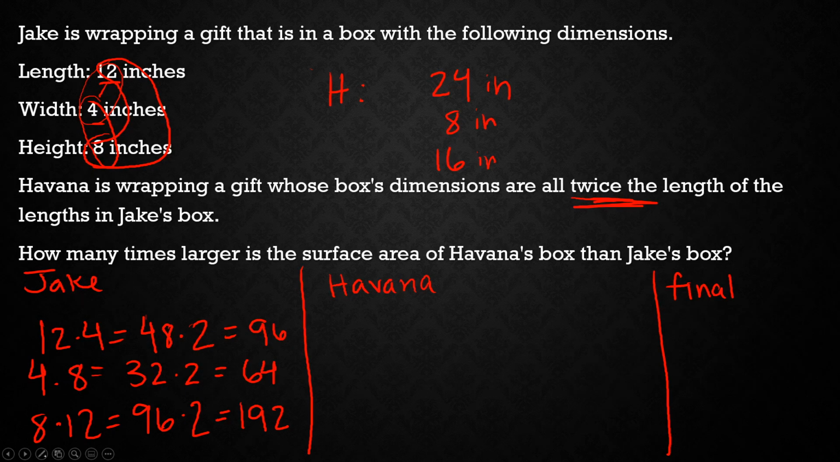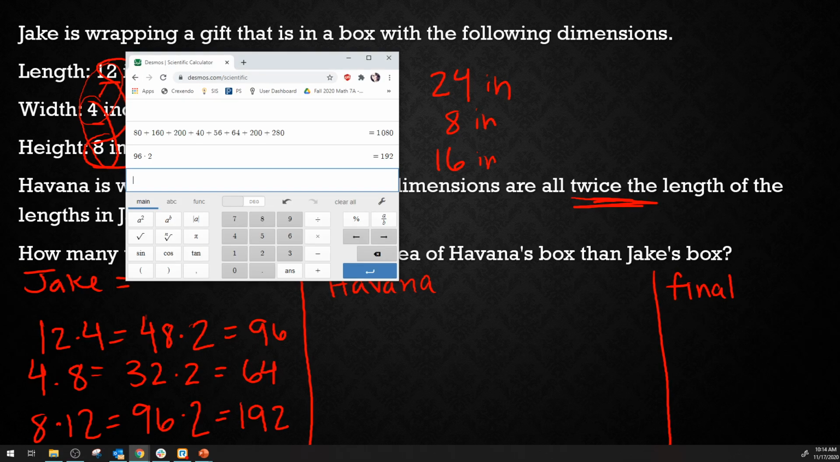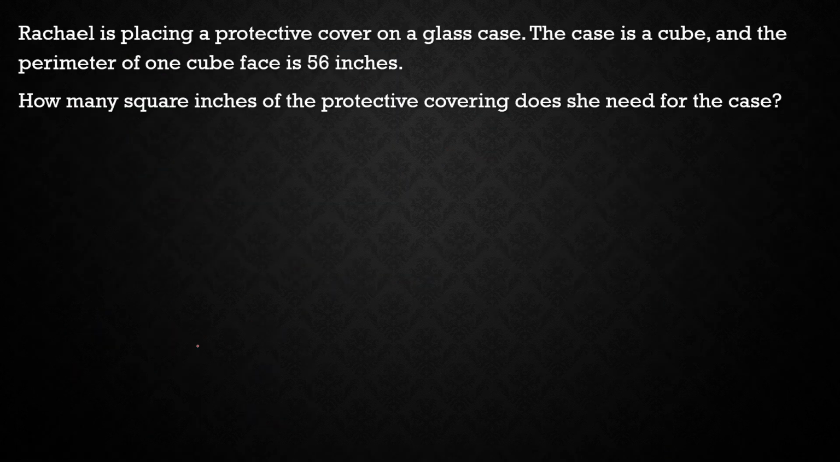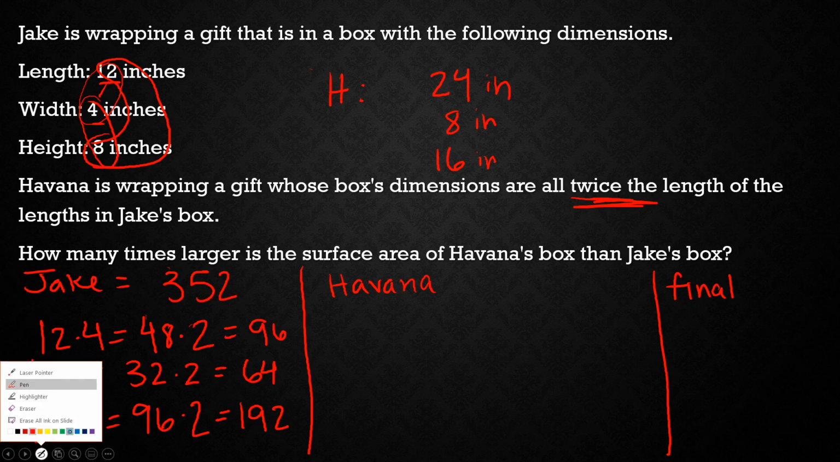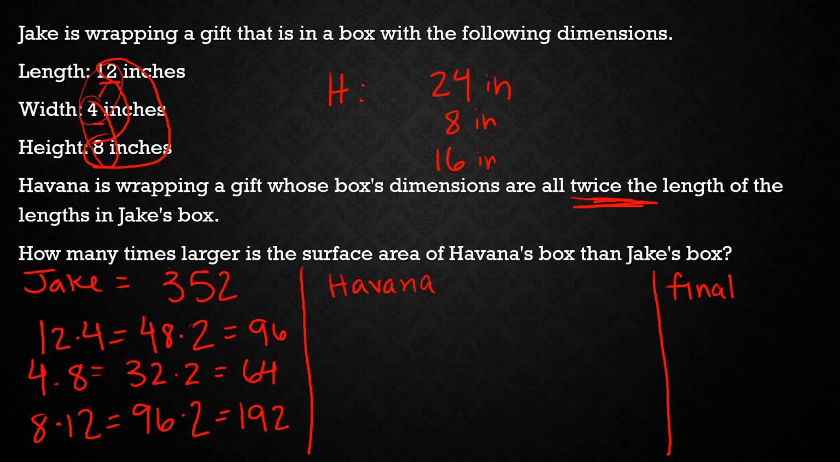Okay. So the last step for Jake is going to be adding all 3 of these numbers together to get his surface area. So 96 plus 64 plus 192. It's going to give me 352. So surface area for Jake is 352. Now let's do Havana. I'm going to do the same process.